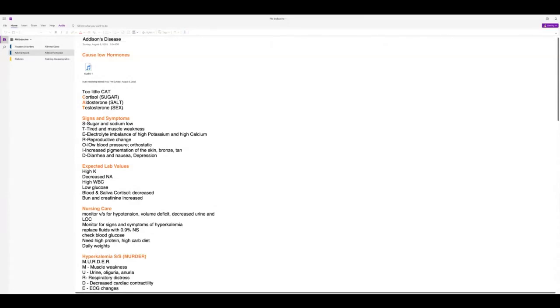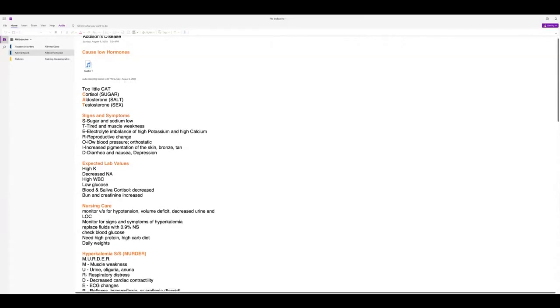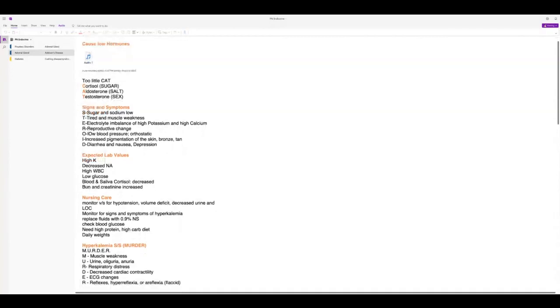So the lab values you're going to expect is a high potassium, decreased sodium, high white count, low glucose, and their blood and saliva cortisol is going to be decreased. So the BUN and creatinine are going to be increased.